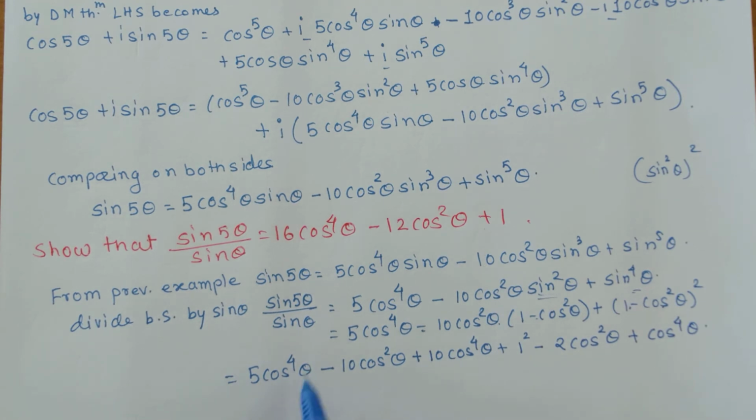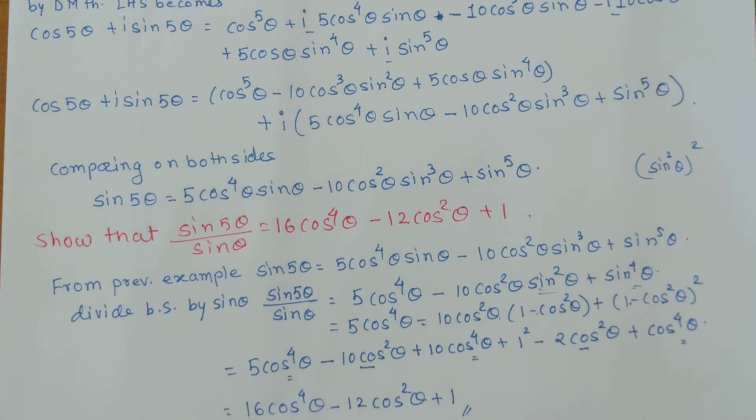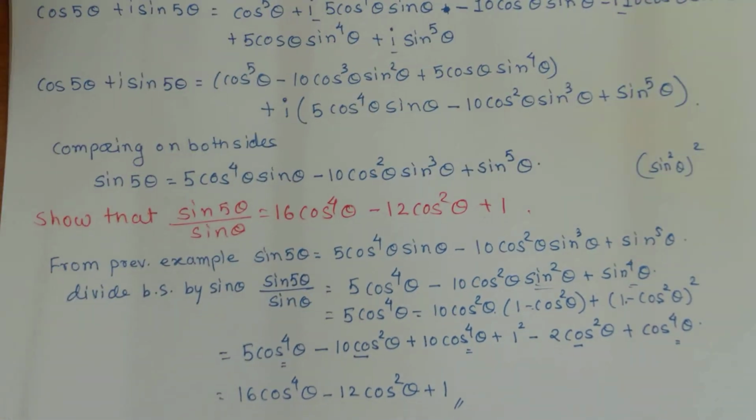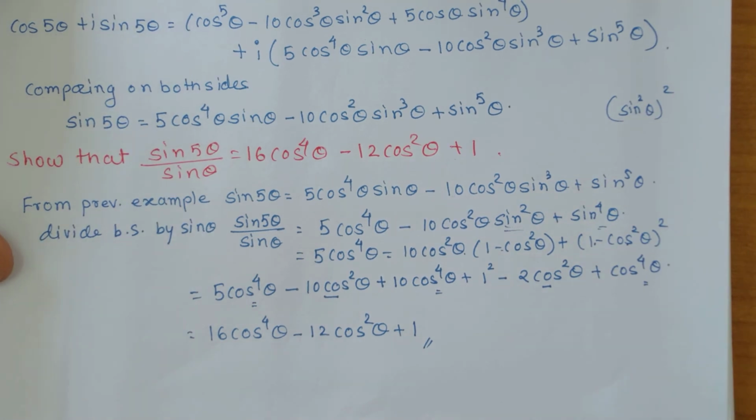Are you clear with this? So here cos raised to 4, here also cos raised to 4, here also cos raised to 4. So we get total 16 cos raised to 4 theta. Now here we have cos square theta, here also we have cos square theta, minus 12 cos square theta, plus 1 square is 1. So this is how we get the expected answer. I hope this is clear to everyone.